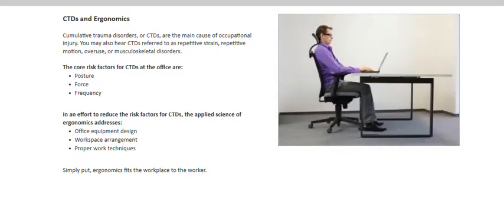The applied science of ergonomics addresses office equipment design, workspace arrangement, and proper work techniques to reduce these risk factors. Simply put, instead of fitting the worker to the workplace, ergonomics fits the workplace to the worker.